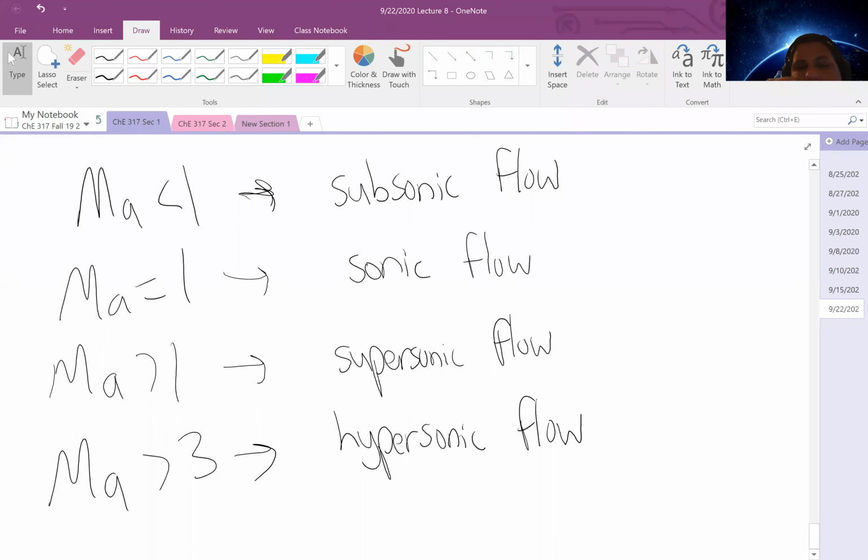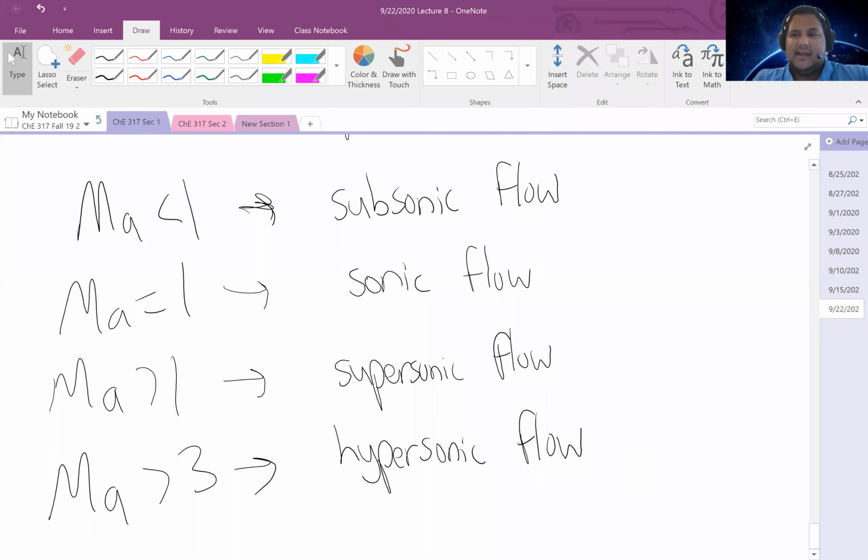So we have subsonic, sonic, supersonic flow, and for those that are interested in high velocity fluids, as it applies to applications of interest to the military and those sorts, they also consider the implications of hypersonic flow.